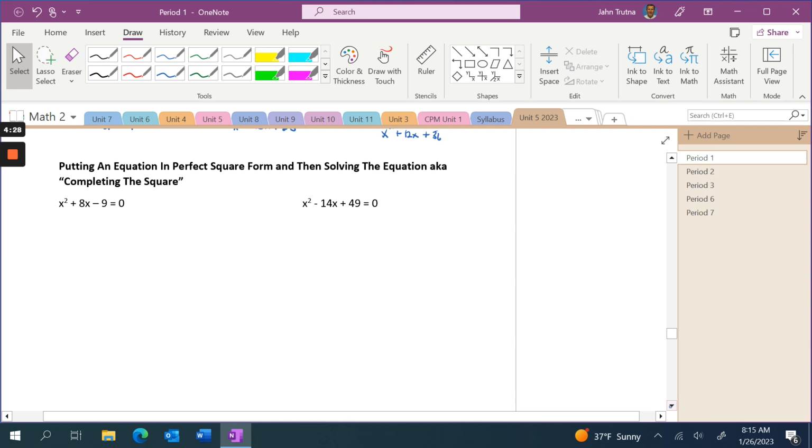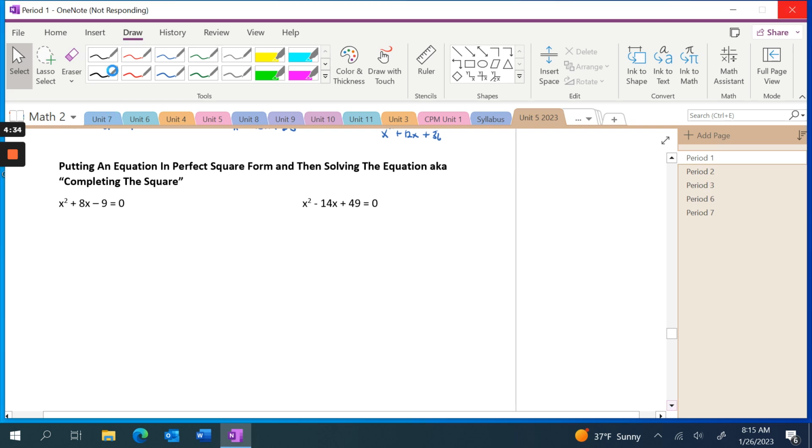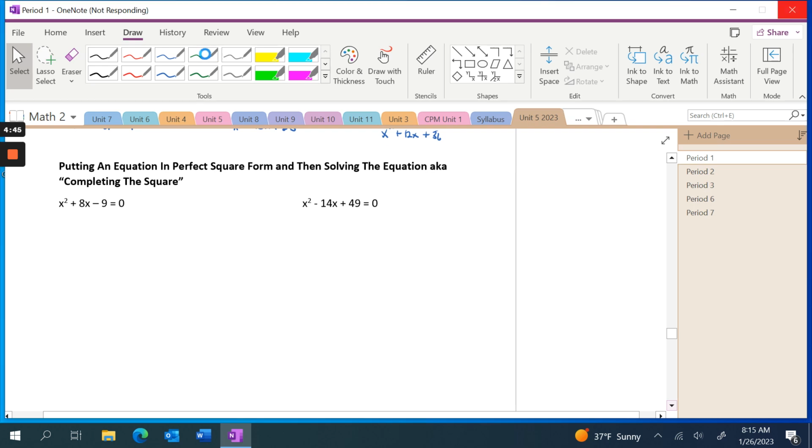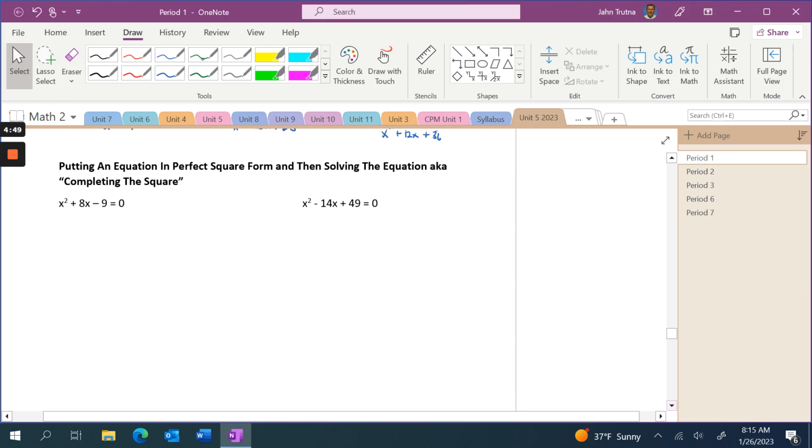So we have x squared plus 8x minus 9 equals 0. Well, if you notice that this minus 9 right here, that negative 9, that part of the equation is actually where the c is supposed to be. Okay, so the first thing that I need to do in this problem is I need to take my value, negative 9, and I need to get rid of it because that's where my c value is supposed to be.